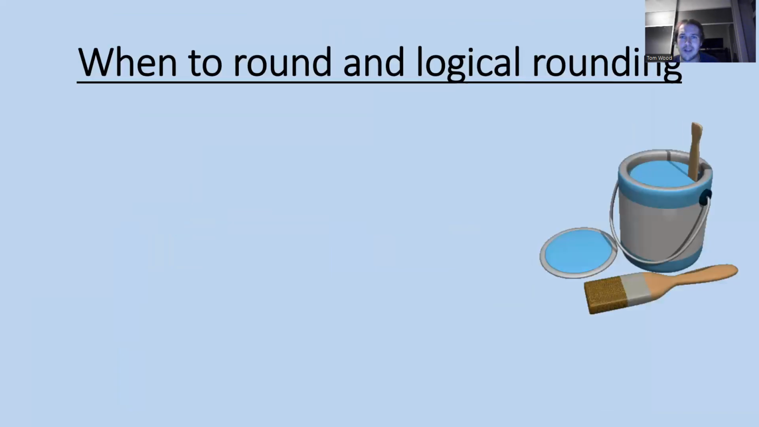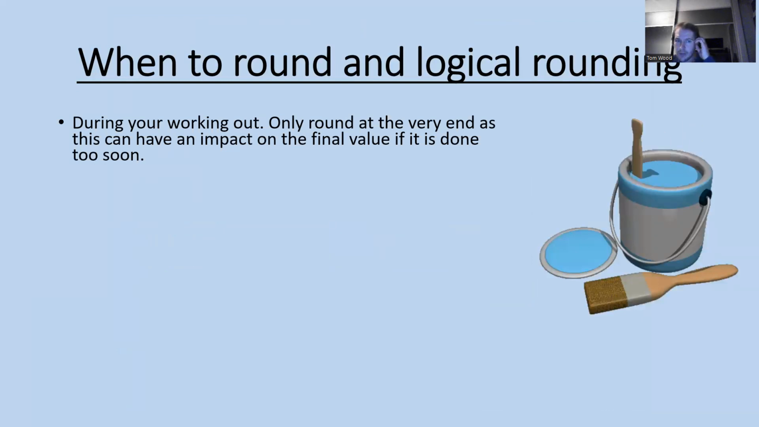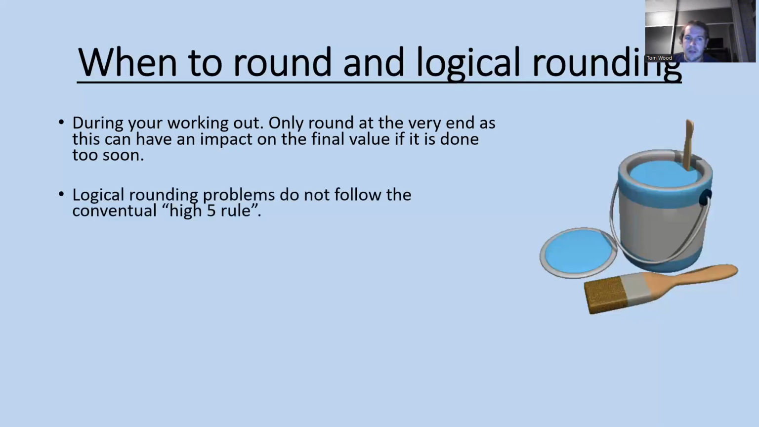So it's just one more concept that we need to talk about in regards to rounding decimals, and that's the idea of logical rounding. It basically works on the idea that a lot of the problems that we're looking at are functional, so they're based on real life situations. Like I mentioned earlier, during your working out, just round it right at the end. It's going to make your answer even more accurate, but they will accept a bit of a range of answers there. Now, this logical rounding idea is the only place where we don't use that conventional high 5 rule. If it just says round to 2 decimal places, then that's what we're going to do, no problem. And we're always going to use this system.